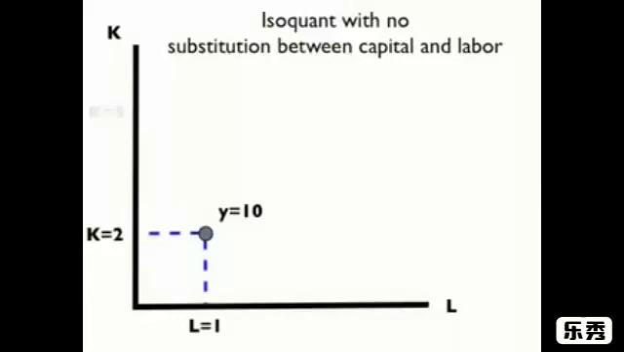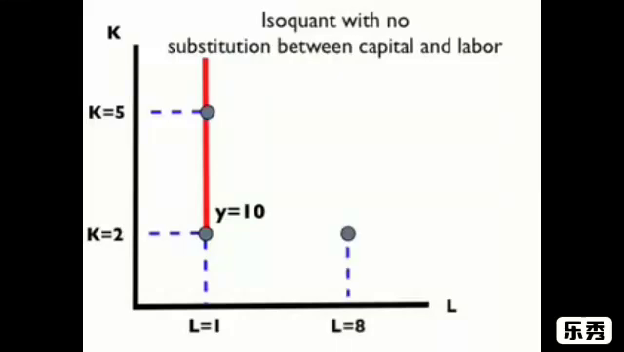This means, for example, if we increase the units of capital to 5, but retained only 1 unit of labor, we would still only produce 10 units of the output. Similarly, if we kept capital at 2 and increased labor to 8, we would also produce only 10 units. In this instance, the isoquant for this particular type of technology is depicted by the red line. Again, this is the case when there is no substitution between capital and labor. It must be used in this proportion, 2 to 1.